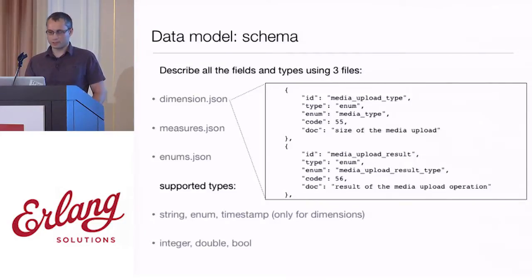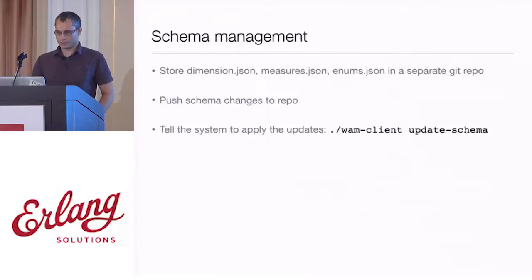Then it has a unique code ID, and some other properties, one of which just describes what it is. So media upload type is a field ID. It must be unique across all fields in the system. And the codes are also unique across all fields in the system. The supported primitive types are string, enum, timestamp, integer, double, bool. So pretty straightforward: a limited set, no nesting, flat namespace.